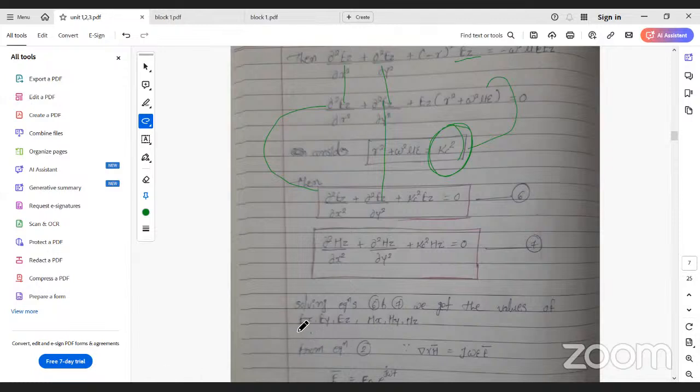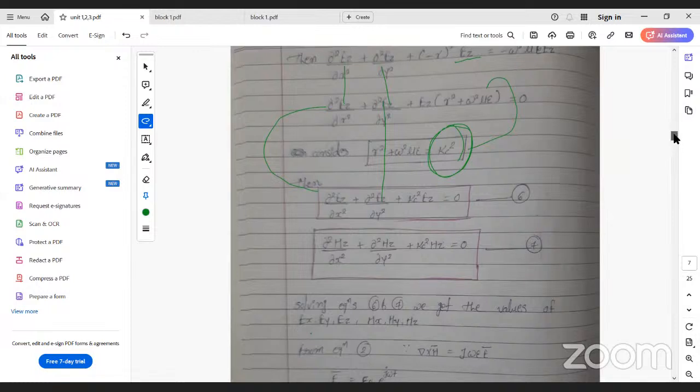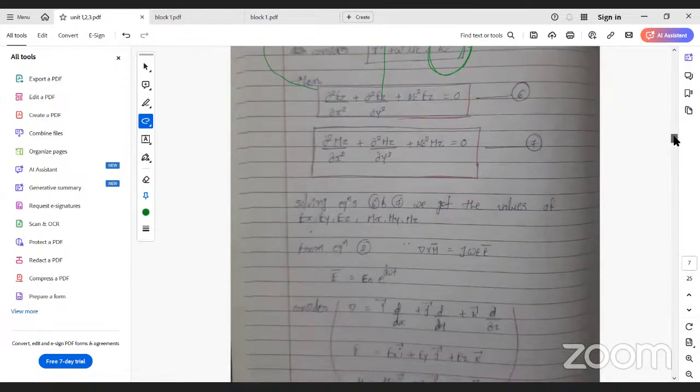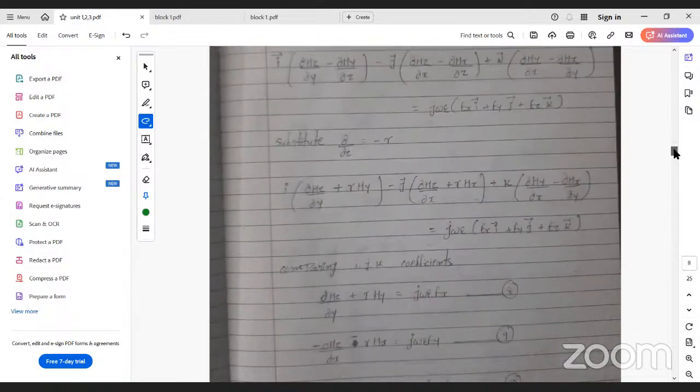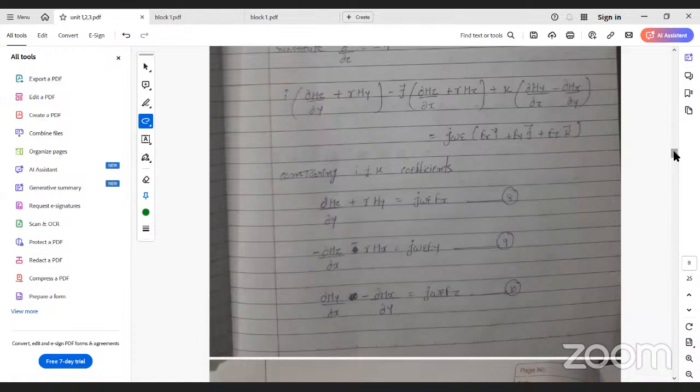Now we have to solve equations 6 and 7 to calculate the components Ex, Ey, Ez, Hx, Hy, Hz. Open your textbook. What is the difference between those derivations and these derivations? In the textbook, the equations are written directly, with j omega epsilon Ex, Ey, Ez. Now we will derive those. Using 6 and 7, I am calculating Ex, Ey, Ez, Hx, Hy, Hz. Equations 8, 9, 10 are what we get after calculating.